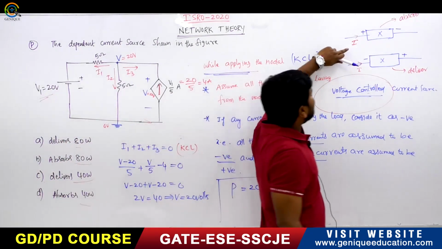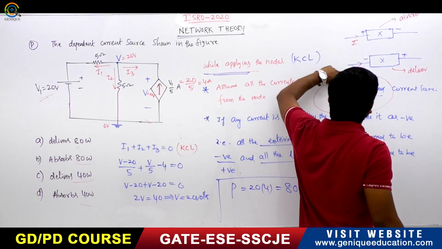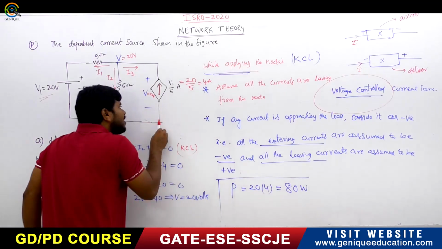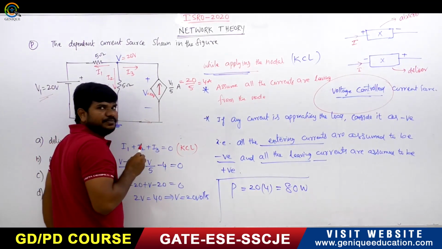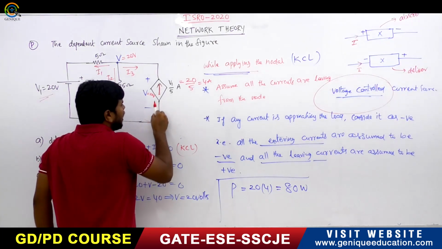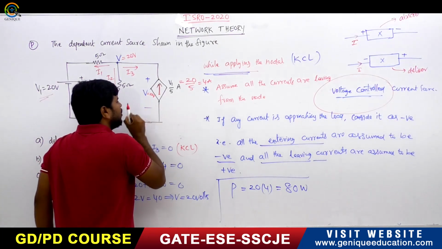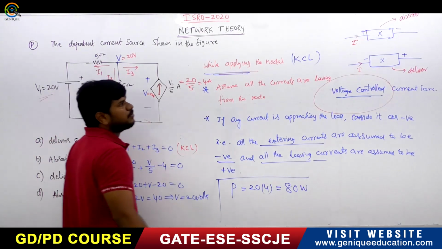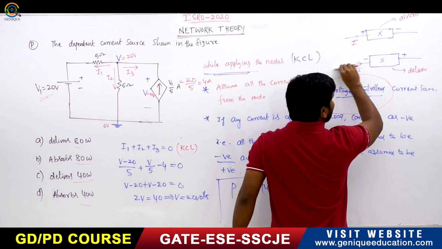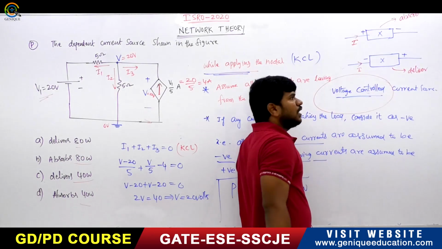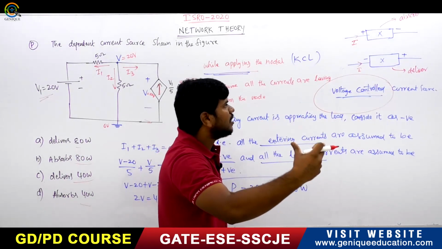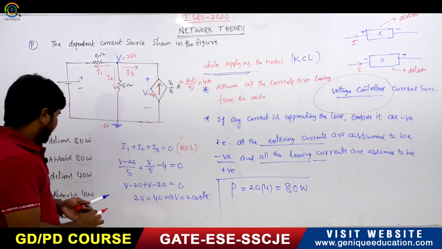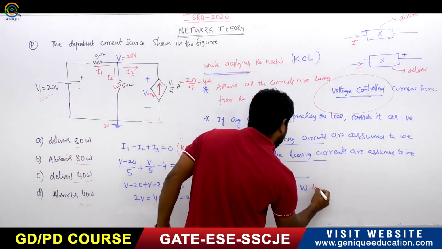Observe this. It is entering the negative terminal and leaving the positive terminal. Observe this. The current is entering the negative terminal. If the current is entering the negative terminal, what is the meaning? It is delivering the power. Observe this. If the current is entering the negative terminal, what is the source? The source is delivering the power. Okay. So if the current is in this direction, it delivers the power. So that's why the power is delivered.